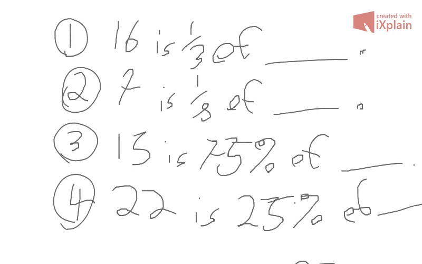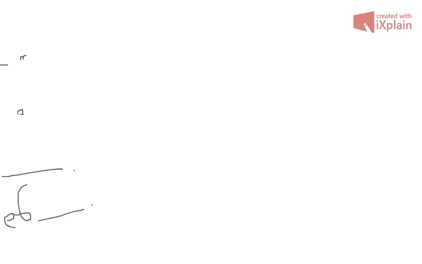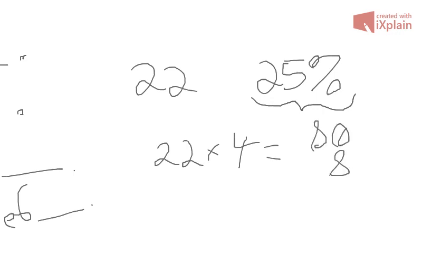All right, let's go back up. Number 4 we're looking at now. 22 is 25% of what larger number? This one's even easier than the last one. So we know that 22 represents 25%. And we know that 25% is 1/4, and if we add 4/4 together, that gives us the whole. So all we have to do is multiply 22 times 4. 22 times 4 equals, let's see, 20 times 4 is 80, and then 2 times 4 is 8. So 22 times 4 is 88.